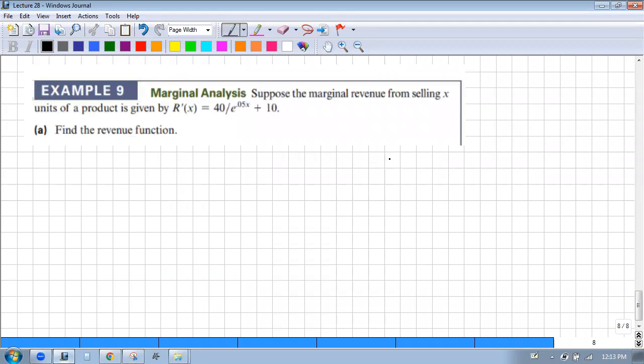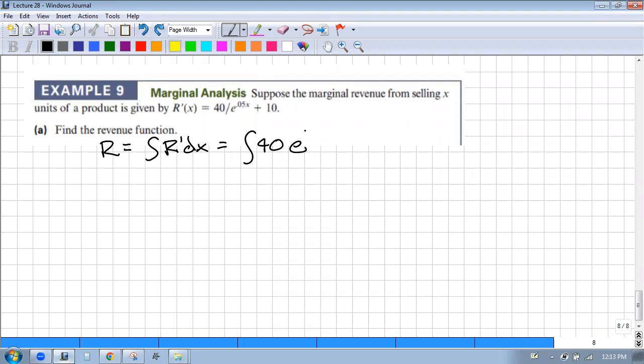All right, remember marginal revenue? That's the derivative of the revenue, right? Well, if we have R prime, we can figure out what R is, right? R is going to be the integral of R prime. So this is the integral of 40.